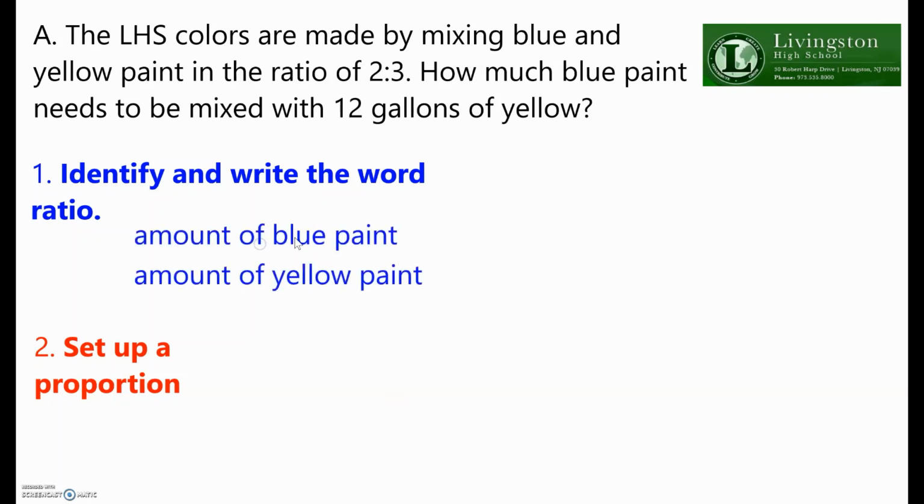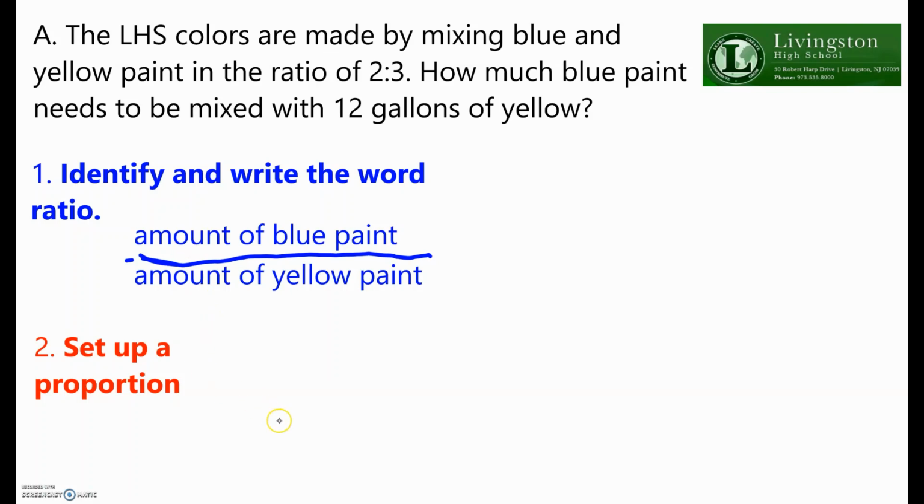So we know in this situation, we are comparing the amount of blue paint to the amount of yellow paint. And if you want to write this as a word ratio, I do encourage you to make sure you write it as a fraction. So you can go ahead and put your fraction bar across here. We're going to set up a proportion. So we want to make sure that everything in the numerator is related to blue paint and everything in the denominator is related to yellow.